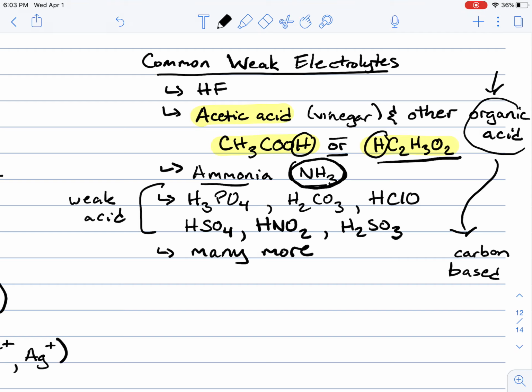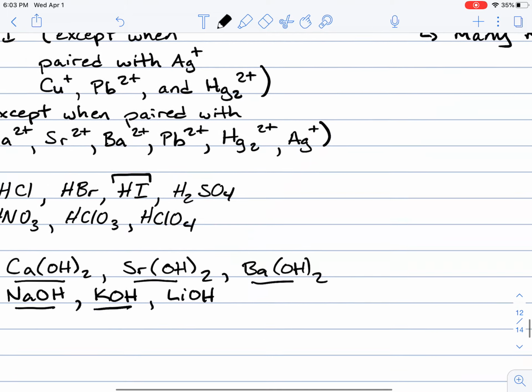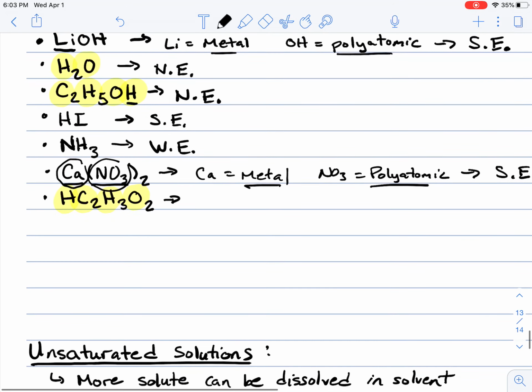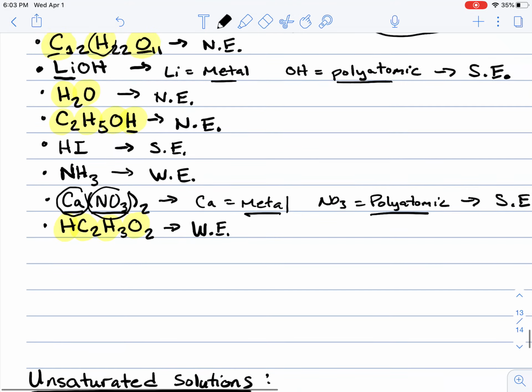And so here in this case, if we have HC2H3O2, that compound is going to be a weak electrolyte. And so we're going to go ahead and put in We. Okay.